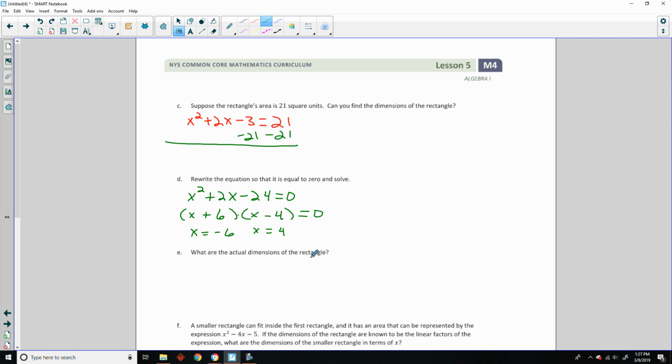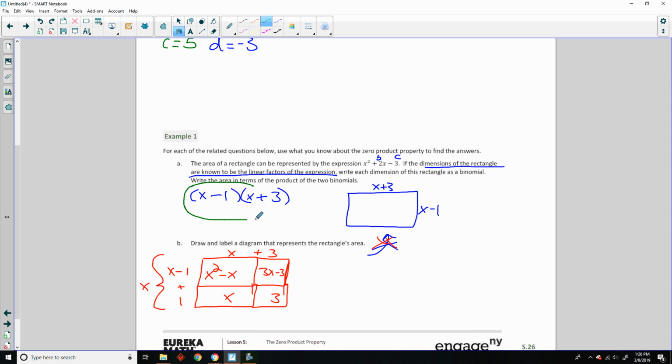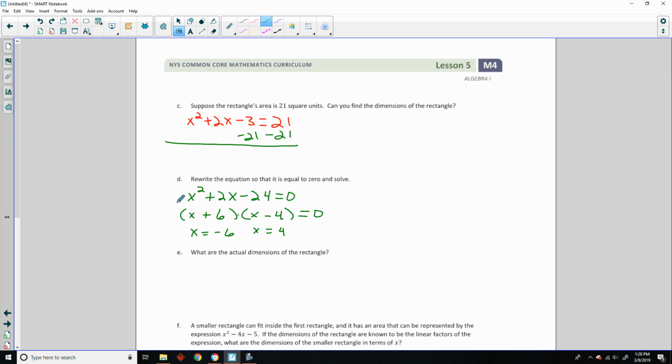So what are the actual dimensions of the rectangle? Okay, so this is what we had. x minus 1 and x plus 3 are the lengths, the dimensions in terms of x. So I'm going to bring that over, x minus 1 and x plus 3. So the dimensions would be, if I use 4, 4 minus 1 is 3, and 4 plus 3 is 7. 3 times 7 is 21.